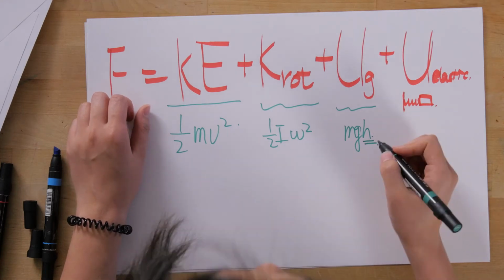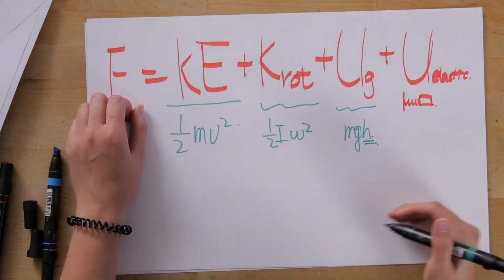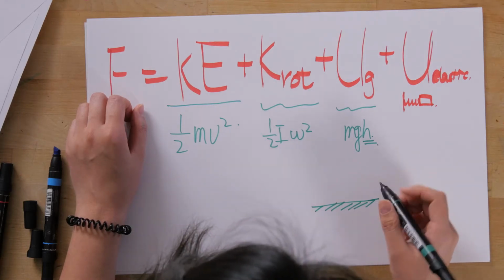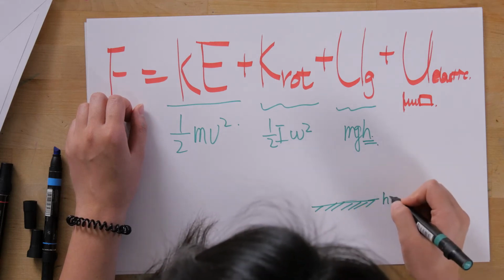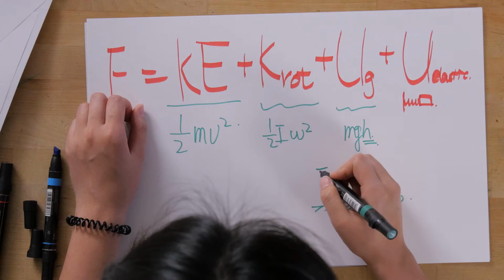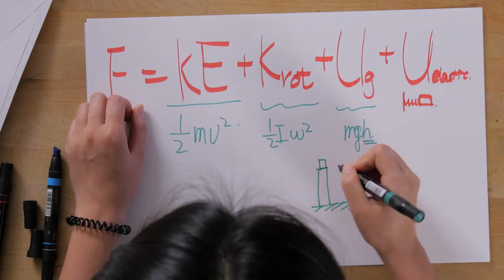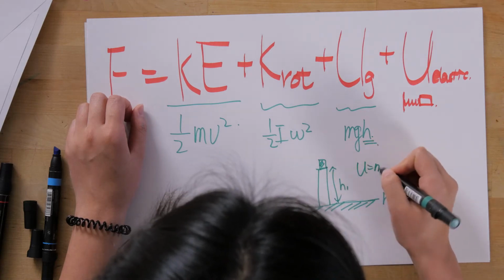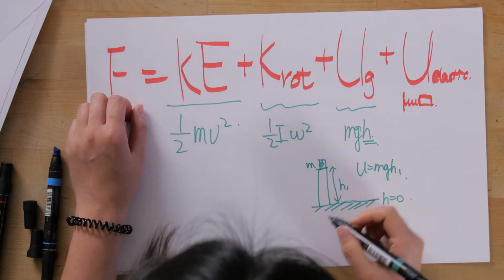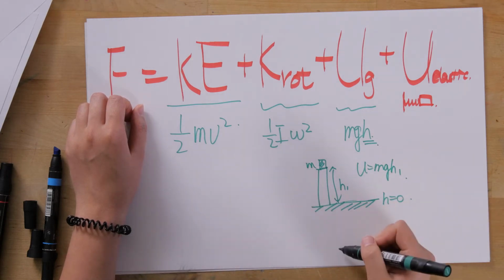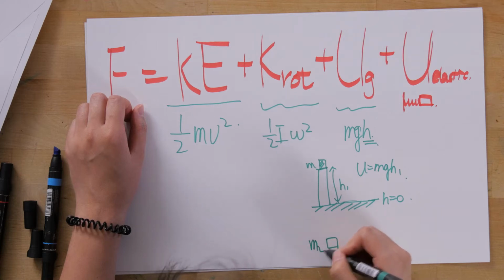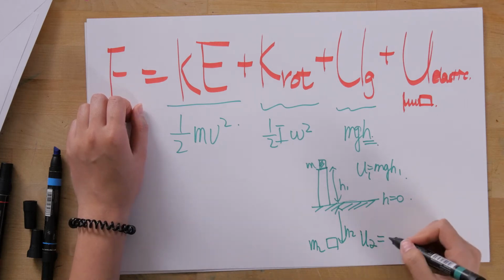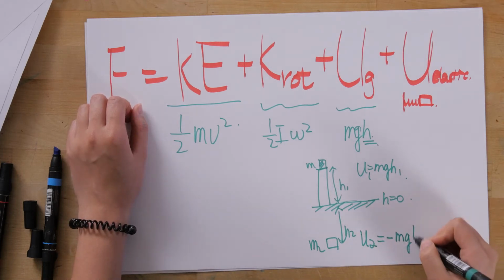So what is h here? h is the height with reference to the reference point, where you take the height equal to 0. For example, if the ground is h equal to 0, then an object at height h1 has potential energy mgh1, and if an object m2 is below this surface at h2, then the potential energy of object 2 equals minus mg h2.